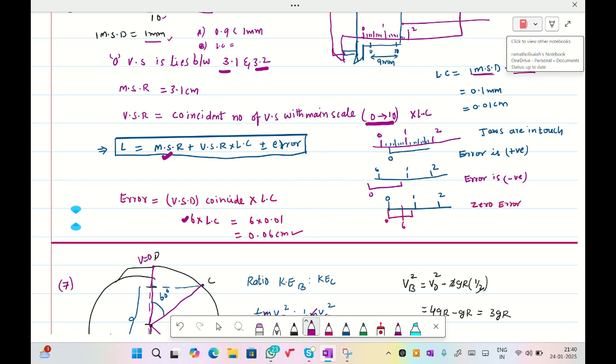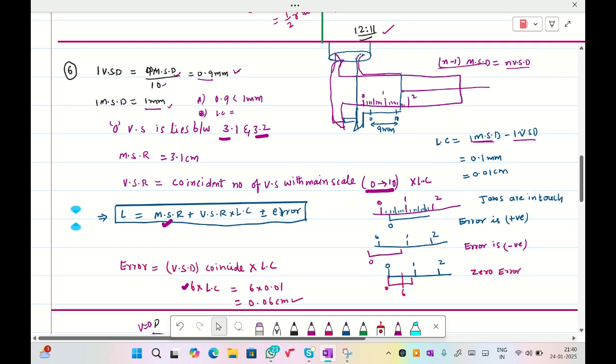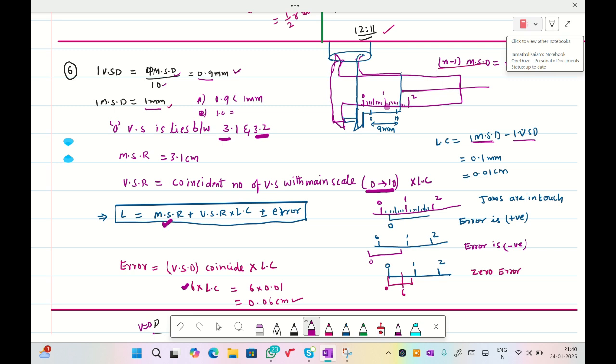In the vernier scale they will give divisions, and whatever they give, we can change the least count value. That means here 9 millimeters of length we can divide into 12 divisions or 20 divisions or 15 divisions in the vernier scale to get more accurate least count values. So it depends on the question, you have to follow that. This is the method, right?